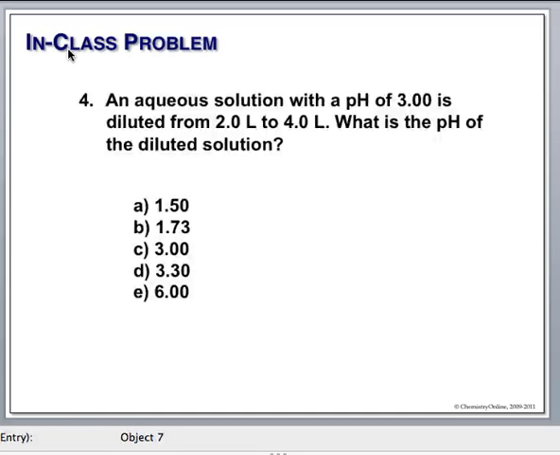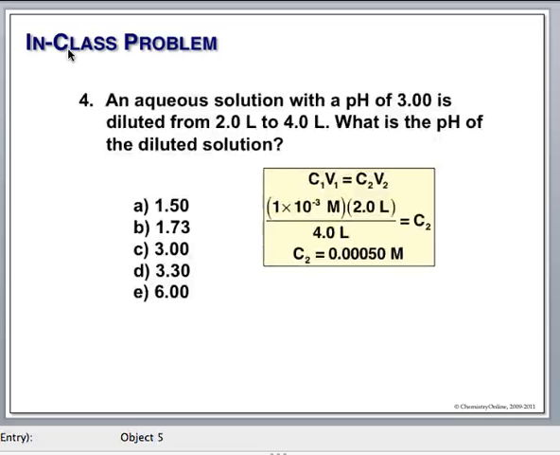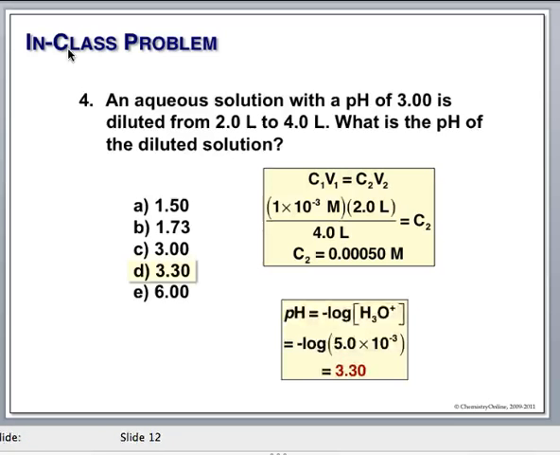This may be the same one we had last time, but we have a pH of 3. We're diluting a solution from 2 to 4 liters. What's the pH of the new solution? Well, if our pH is 3, that means hydronium is 10 to the minus 3 molar, right? Our initial volume here was 2 liters. Our final volume is 4 liters. This is simply equal to 5 times 10 to the minus 4 molar. Again, if we know hydronium, all we have to do is take its negative log to get pH.